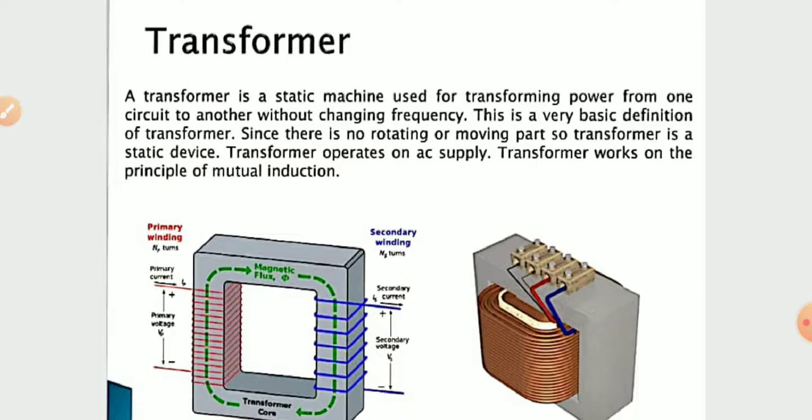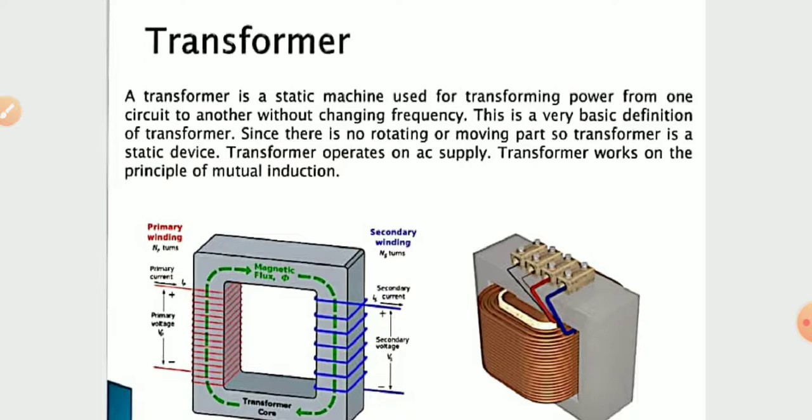So this is a very basic definition of the transformer. There is no rotating or moving part in the transformer, so we call it a static device. Rotating parts are available in the motor and generator. A transformer operates on AC supply and works on the principle of mutual induction.